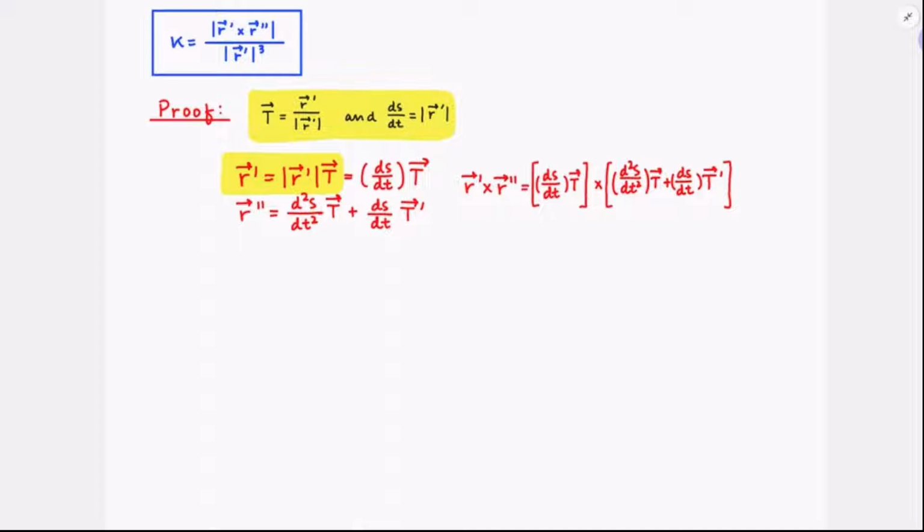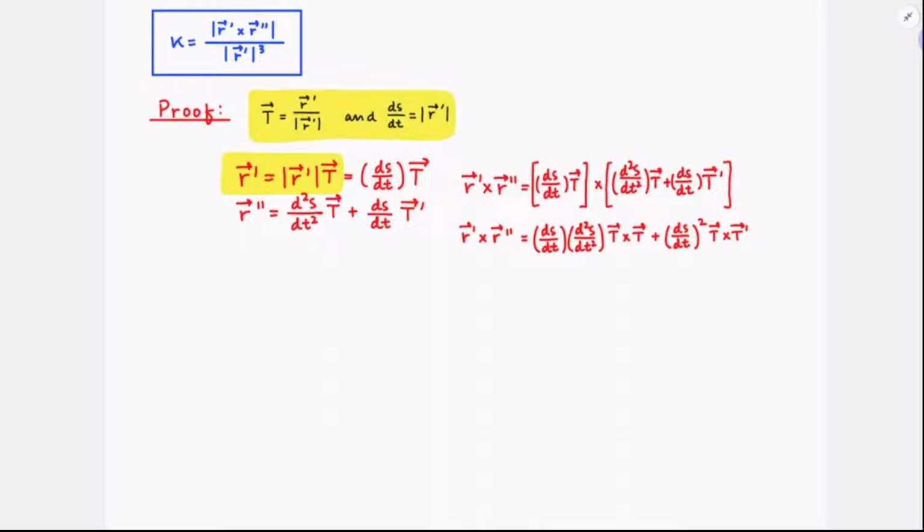So I've got r prime, which is ds/dt multiplied by the unit tangent vector, crossed with r double prime, which is the sum that I got from the product rule. And so I'm going to do the distribution. First, I'm going to have ds/dt times the second derivative of s, times T crossed with T. Maybe you remember what happens if you cross a vector with itself from linear algebra, but if not, I'll remind you. And then there's the other one, where we're going to have 2 powers of ds/dt multiplied by the unit tangent vector crossed with the derivative of the unit tangent vector.